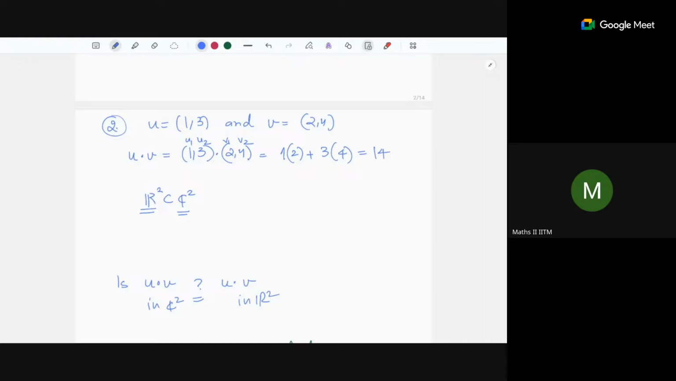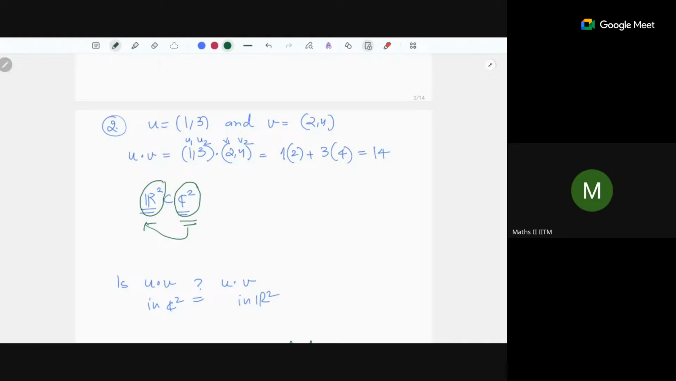So the inner product that you have defined for C2 can be applied on R2. And when you restrict the inner product, which you define for C2, to R2, then it becomes the real inner product. That is what we have seen earlier.